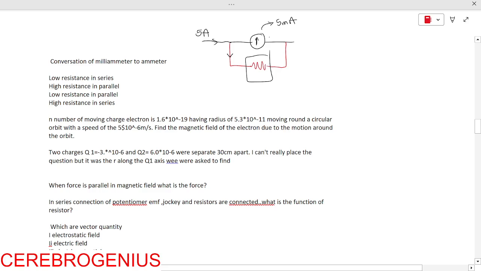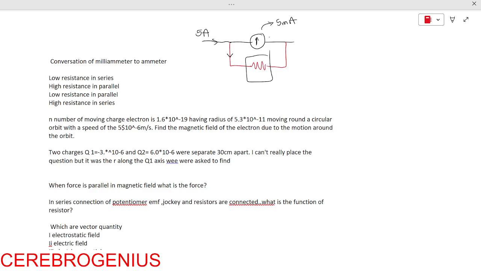So you are supposed to connect them in parallel so that the excess current can follow another path through that other resistor. And the resistor that you are going to use needs to have a very small resistance so that it can take a very large amount of current. So that's the logic. You connect a low resistance in parallel. Okay?